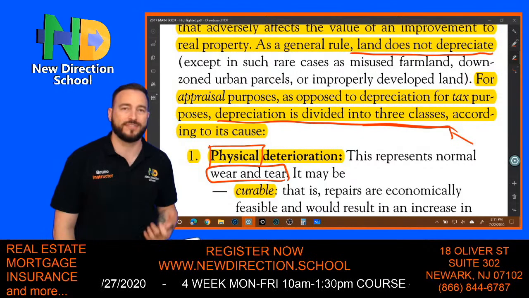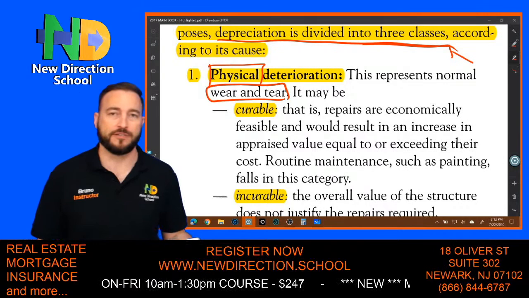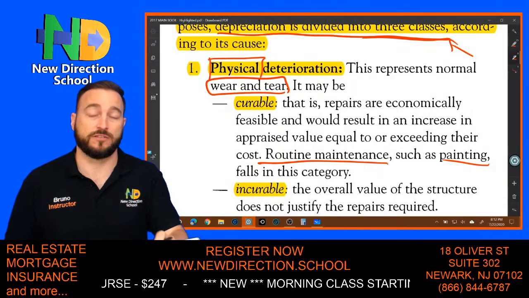It could be curable deterioration, right? Curable means you can maintain it. That means that the repairs are economically feasible and will result in an increase in appraised value, like maintenance, painting, and so on, right? So that's curable. It's easy. It's affordable.